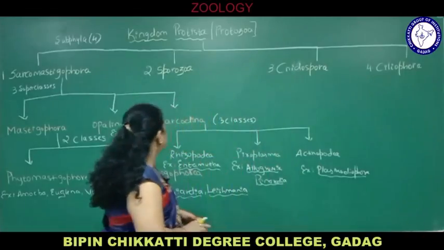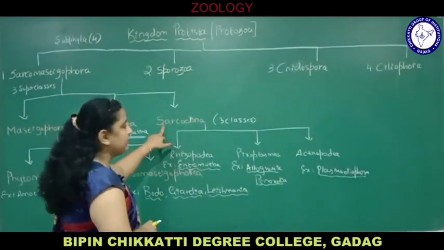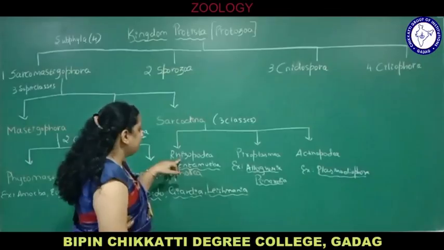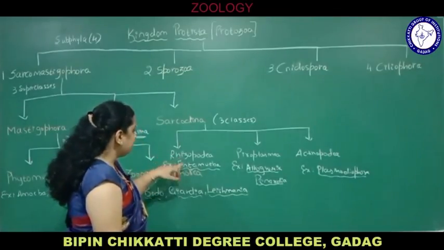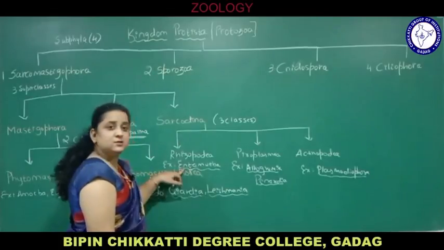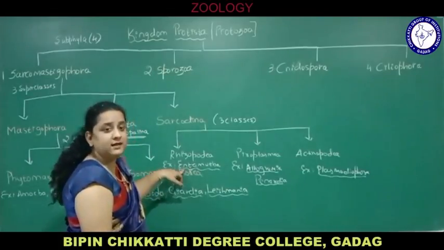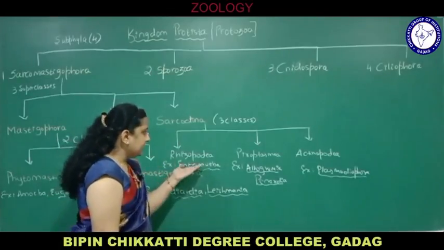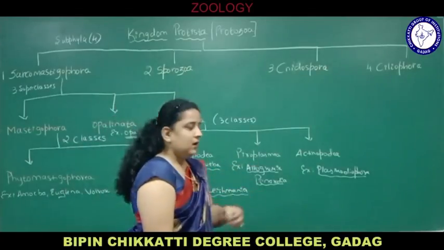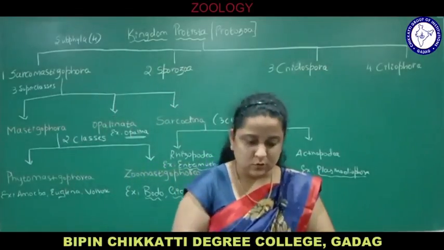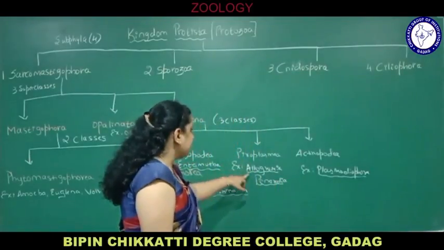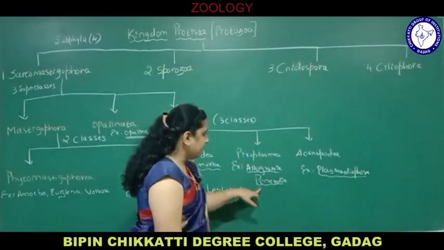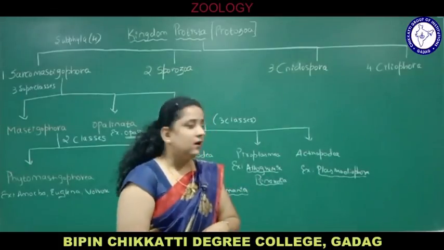Now this superclass Sarcodina is divided into 3 classes. Rhizopodia are small, the body of the organism is very, very small. Example, Entamoeba. Entamoeba histolytica causes a disease called amoebic dysentery. We will see the life cycle in detail. Pyroplasmia are also small microscopic organisms and they are present in the red blood cells of vertebrates. Examples, Allogromia and Panardia.